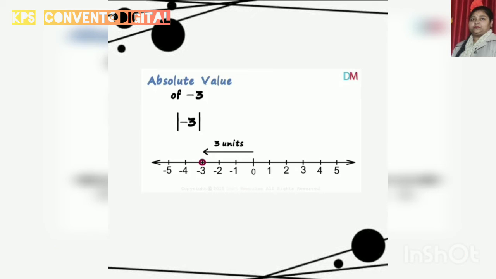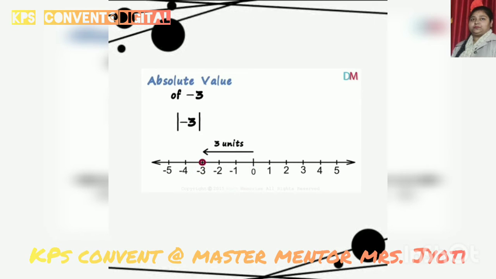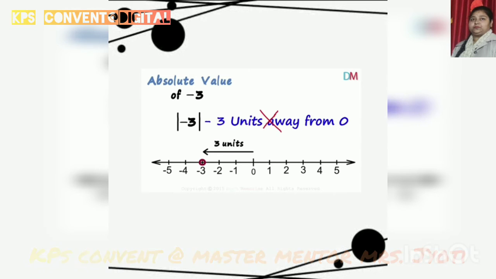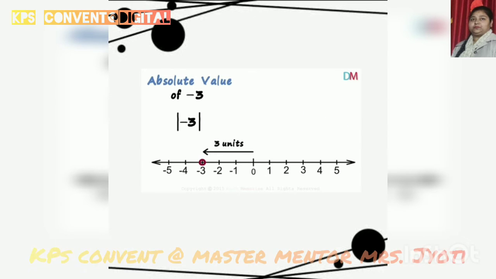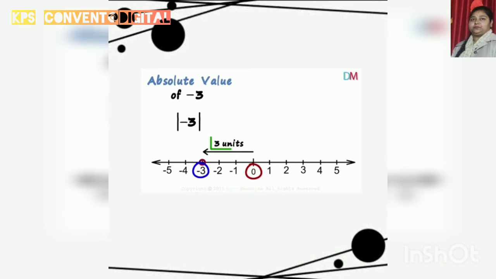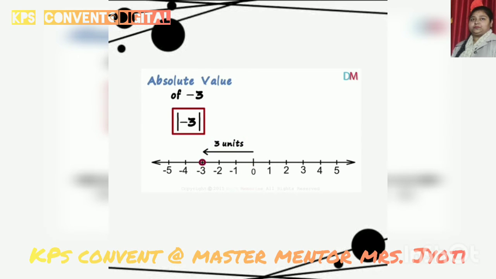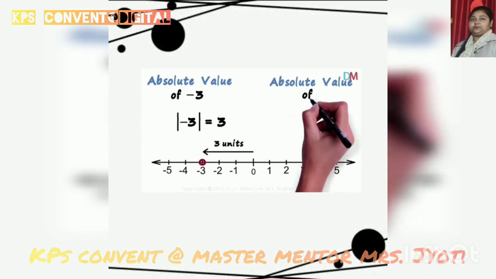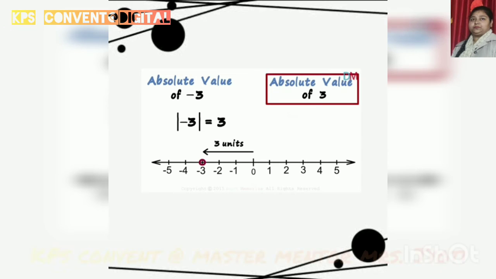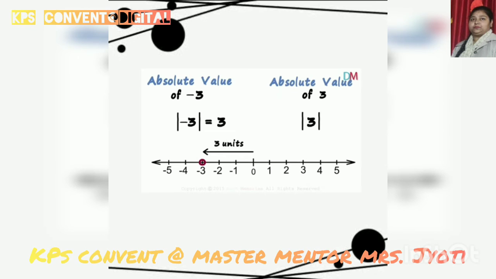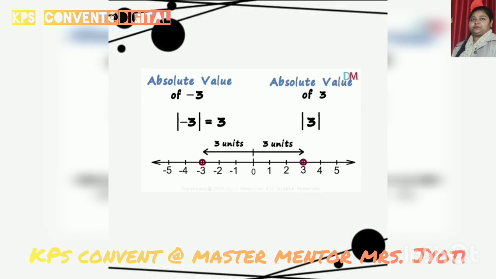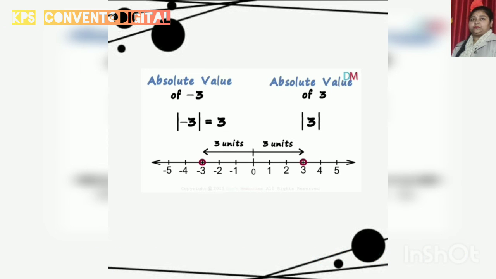It's simply the distance between minus 3 and 0, and remember that distance is never negative. We cannot say that it's minus 3 units away from 0. As the distance between minus 3 and 0 is 3, we say that the absolute value of minus 3 is 3. What would be the absolute value of 3 then? The absolute value of 3 will be written like this with a vertical bar to the left and the right of 3. How far is 3 from 0 on the number line? Again, it's 3 units away from 0. The absolute value of 3 is 3.